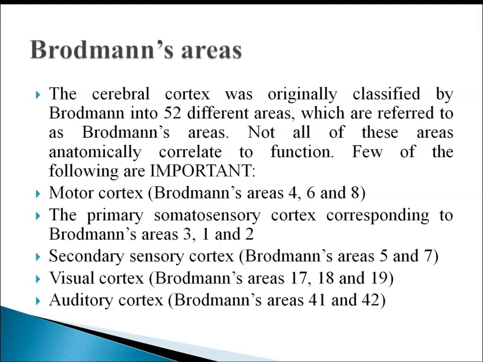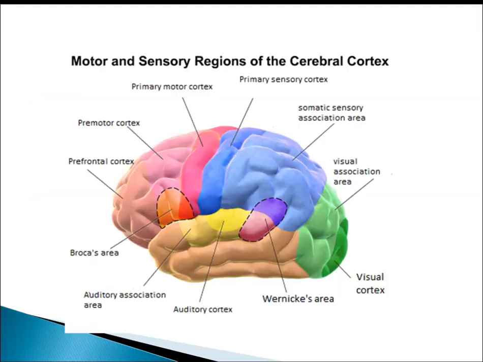The first one is the motor cortex, which is indicated by Brodmann's area number 4, 6 and 8. The next is the primary somatosensory cortex that corresponds to Brodmann's area number 3, 1 and 2. Secondary sensory cortex indicates Brodmann's area number 5 and 7. Visual cortex is area number 17, 18 and 19. Auditory cortex is area number 41 and 42.